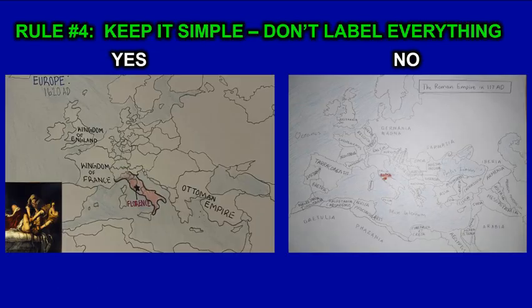And keep it simple. You don't have to label everything. Look at the map on the right. Everything is labeled. That's confusing for me to look at. So just label the big things or the important things. You don't have to label everything.